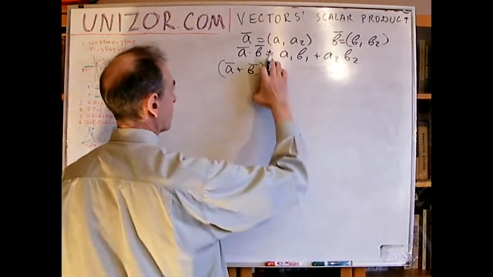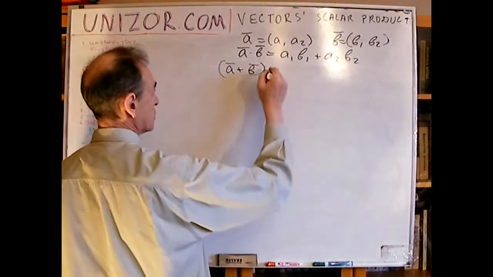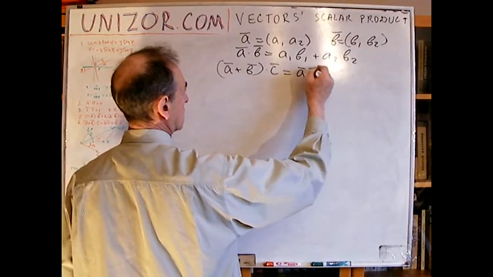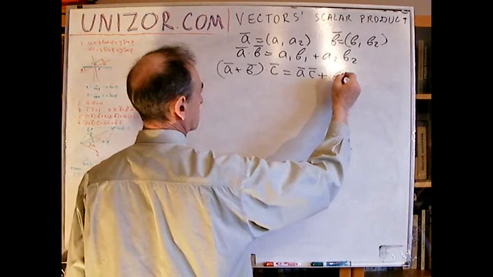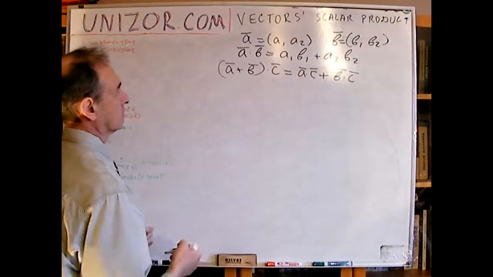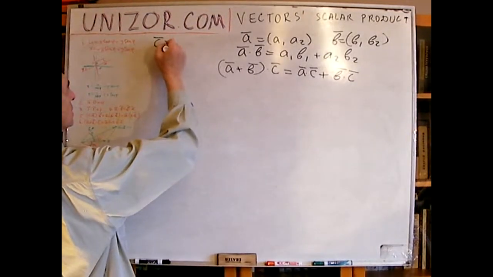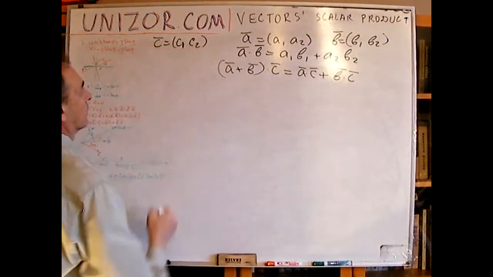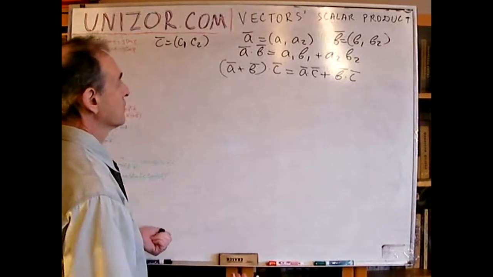I don't need this parenthesis, just (a + b)c equals ac plus bc, where c is (c1, c2). All right? Now, how to prove that?